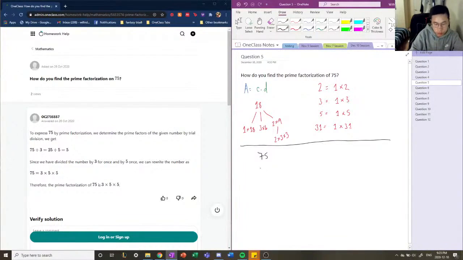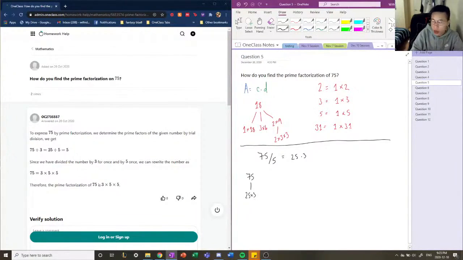First, we think of a prime factor of 75. We're going to do a trial test and divide 75 by 5, because we know that 75 is divisible by 5. That gives us 25 times 3. So now we know that one of the pairs of factors is 25 and 3.